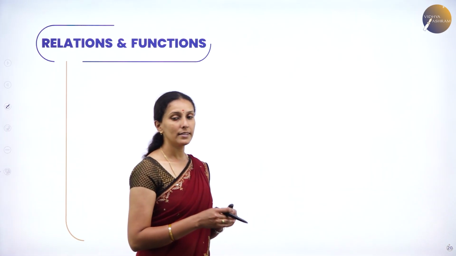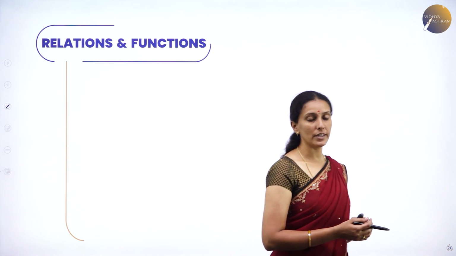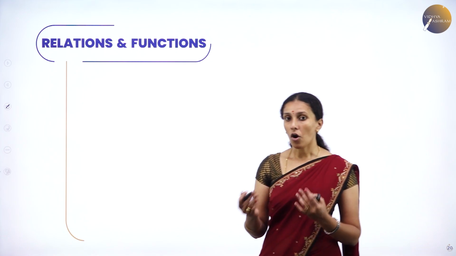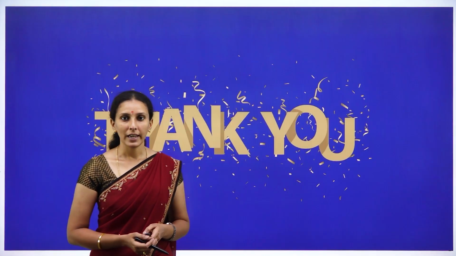So thus this is the method to prove the given function is 1-1, onto, bijective, and thus f inverse exists, or to show that the given function is invertible. We'll meet you in the next session.